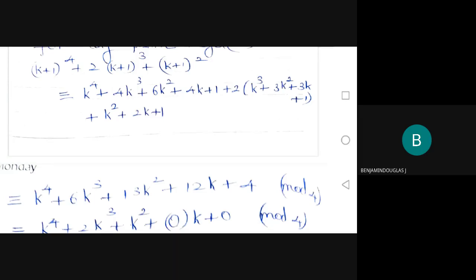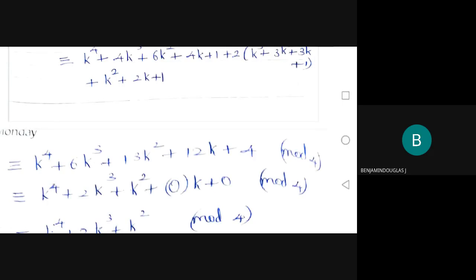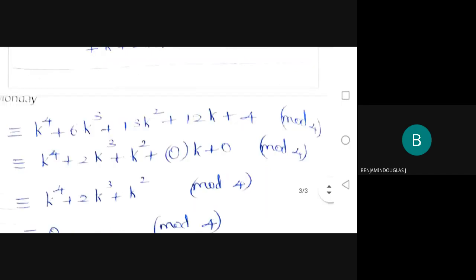So under mod 4, look at the coefficients of k power 4, k cube, k square, k, then the constant term. If the coefficient of any of these terms is an integer more than the mod value, then the coefficient will be divided by 4, and you can replace it with its congruent remainder. So here the coefficient of k power 4 is 1. 1 is less than the mod value, so keep 1 into k power 4 as it is.